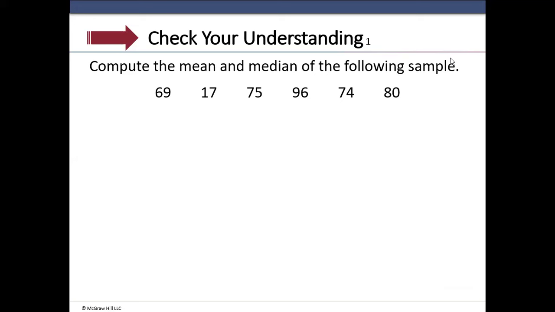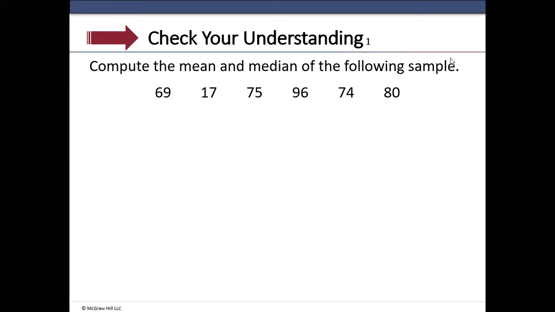So in L1, I'm going to enter this data set: 69, then 17, then 75, then 96, then 74, then 80. Notice most of the numbers are in the 60s, 70s, 80s, 90s, whereas suddenly a small number is there, 17. Wondering if that would have been 71, wrongfully reported as 17. Anyways, let's take a look.